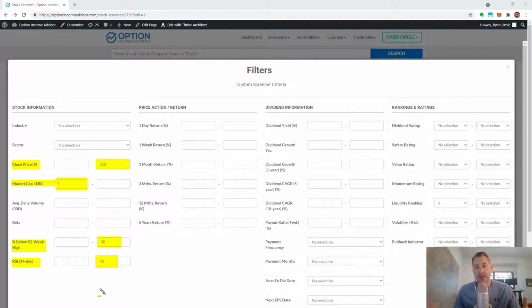But at least what we're seeing here, we've got a subset of stocks that we know are all kind of in oversold territory, right? So that's what we're looking for.